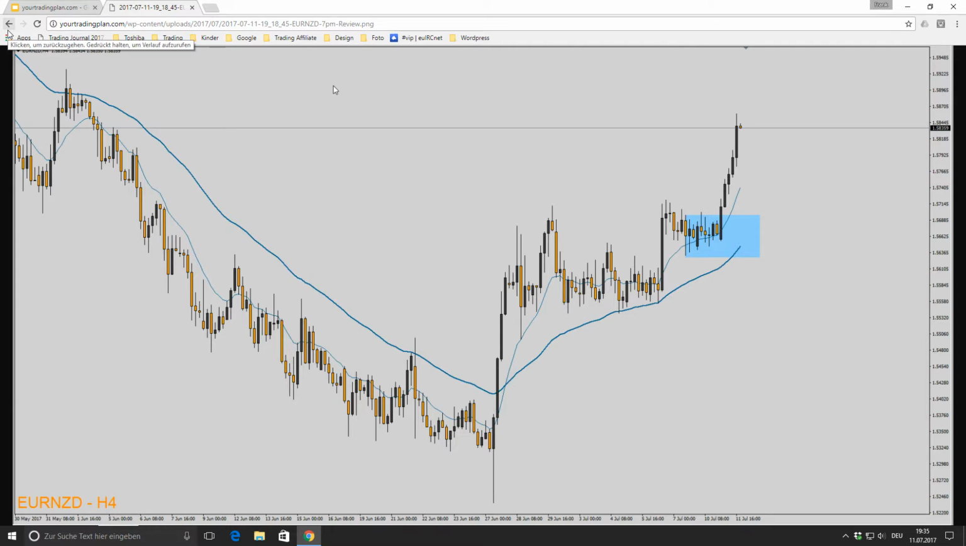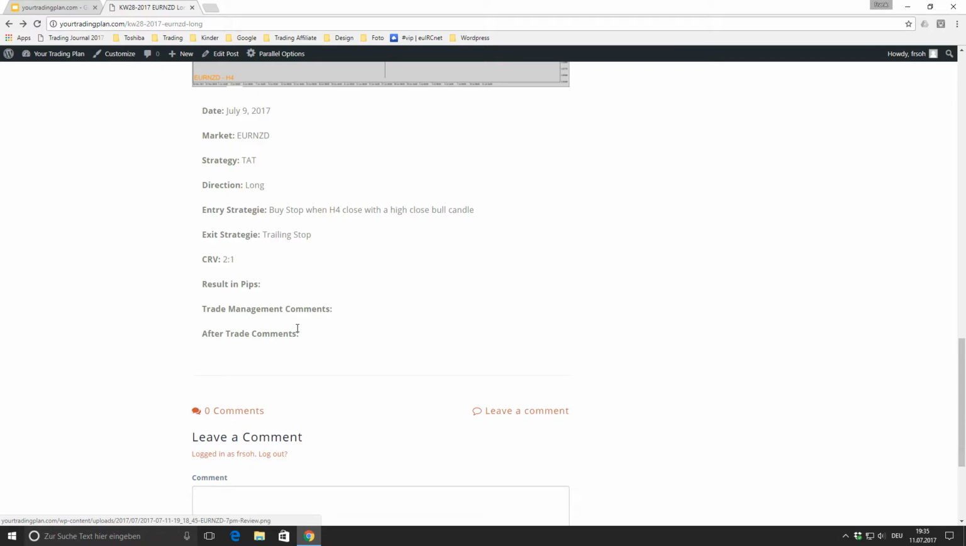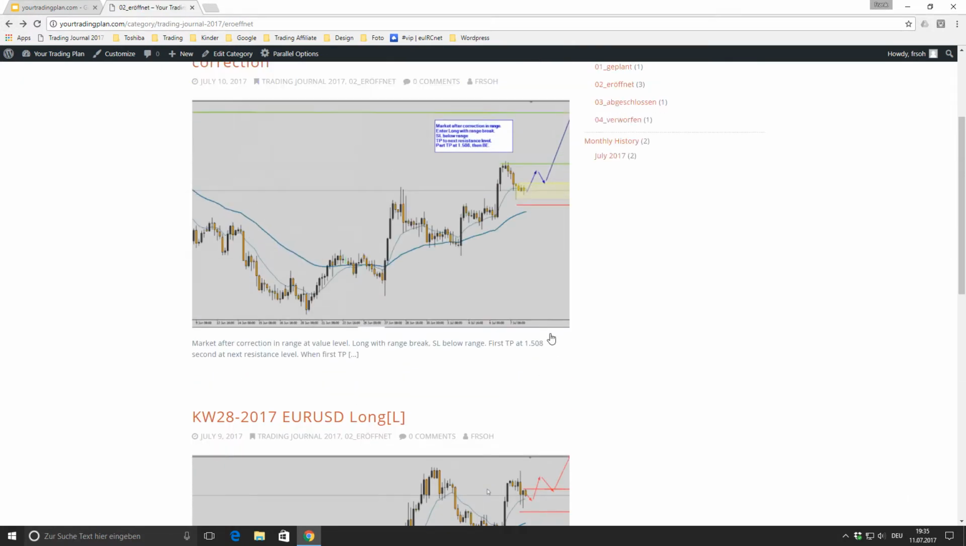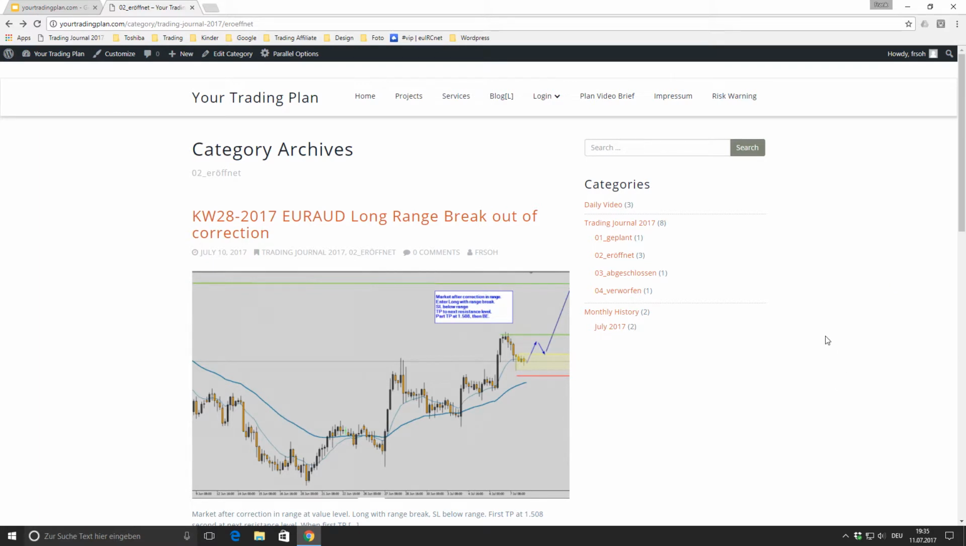Great. So we made a little bit of profit in the Euro US dollar. We are already 60 pips in front in the Euro New Zealand dollar. We just opened the Euro Australian dollar, as we could see, and that's great. I mean, I didn't expect it at the beginning, but actually it's great news, right?